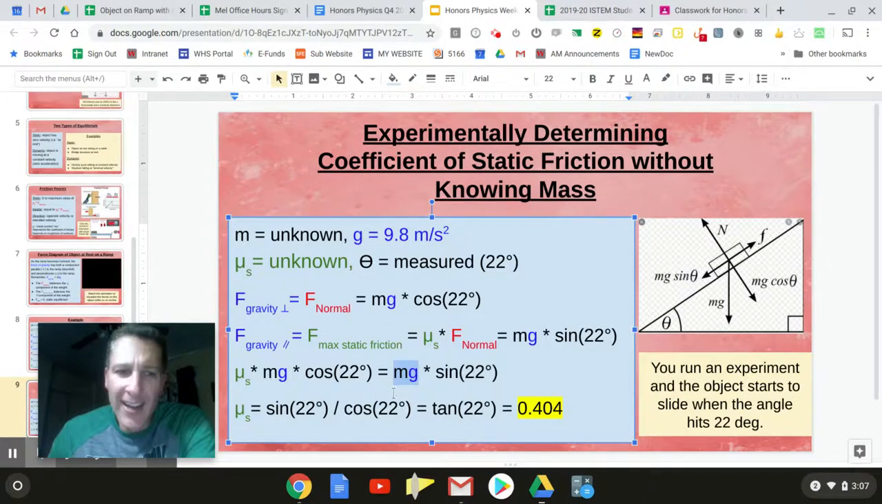And if you have done any trig, you may or may not know this at this point, but sine over cosine is exactly equal to the tangent of that angle. So in this case, if we put the tangent of 22 degrees into our calculators, we get 0.404 out, which would be our coefficient of static friction from this experiment.